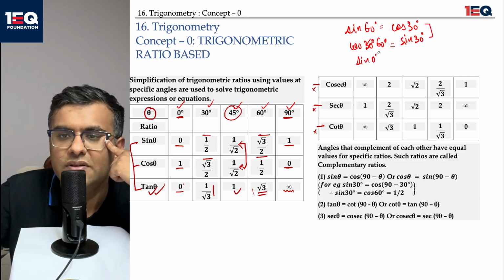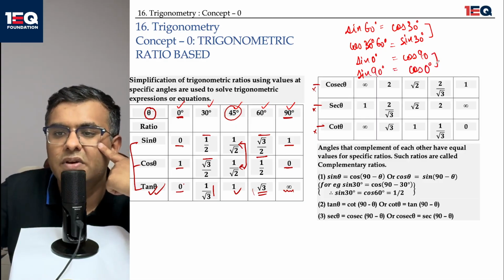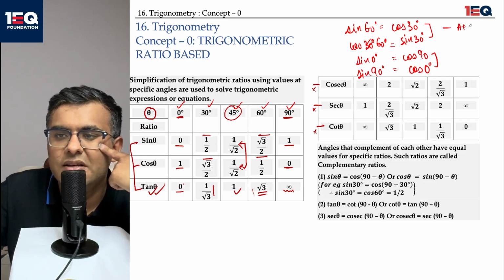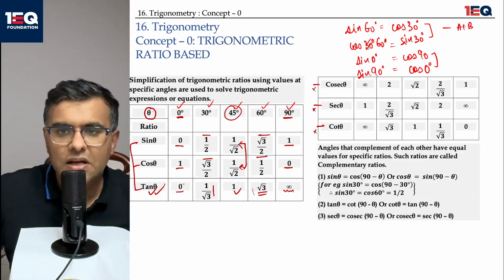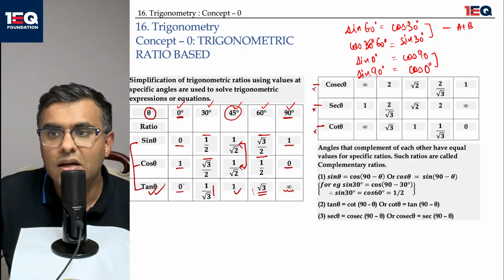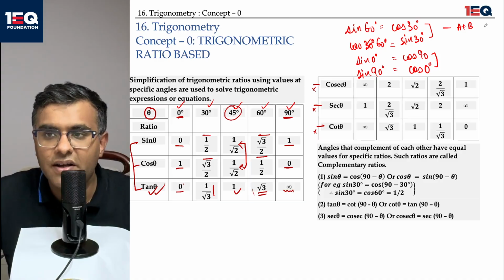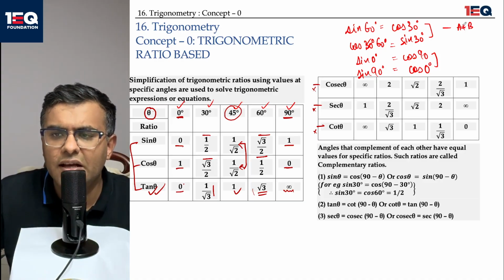Also, the value of sine 0 degrees is equal to cos 90, and the value of sine 90 degrees is equal to cos 0 degrees. So the peculiar pattern that we are able to see here is that when angle A plus angle B, angle A means the angle attached with sine, that is 60 degrees, and angle B is the angle attached with cos, which is 30 degrees. So angle A plus angle B is equal to 90 degrees.